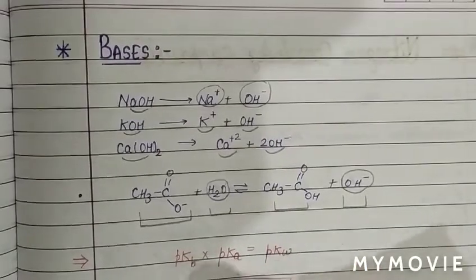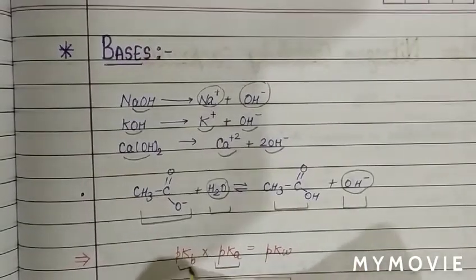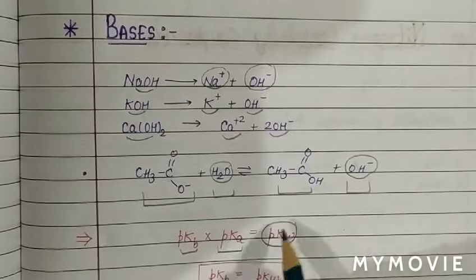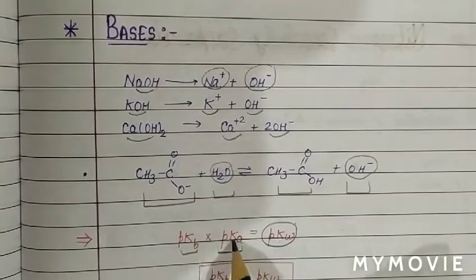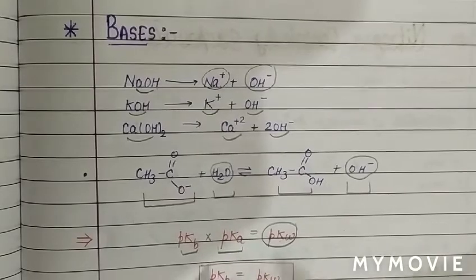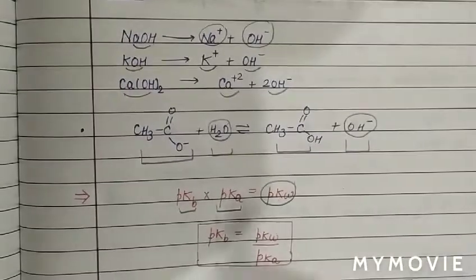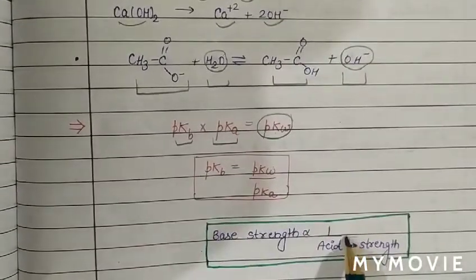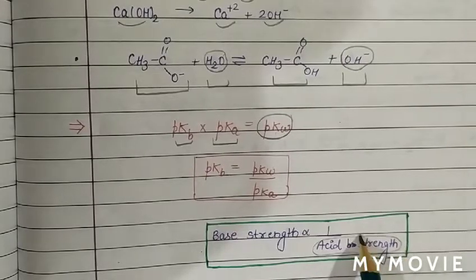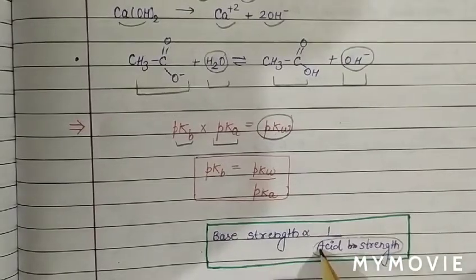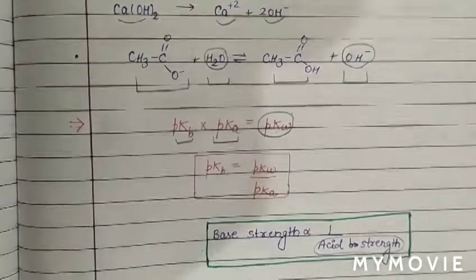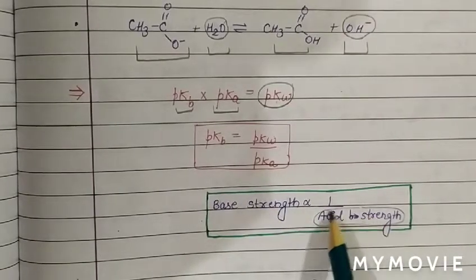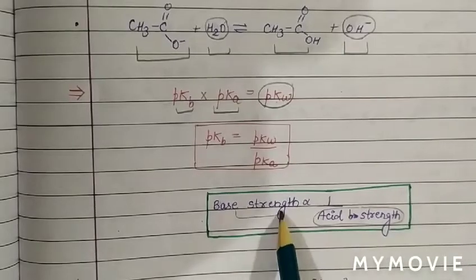And we know the relation. The relation is pKa into pKb is equal to pKw. So with the help of pKw, we can find the relation between pKa and pKb. So pKb will be equal to pKw upon pKa. And we know that the basic strength, if we know the order of acidic strength, then the order of basic strength is inverse of acidic strength. Now see, so in order to compare the basic strength, if we know the order of acidic strength, then the reverse is the order of base strength.